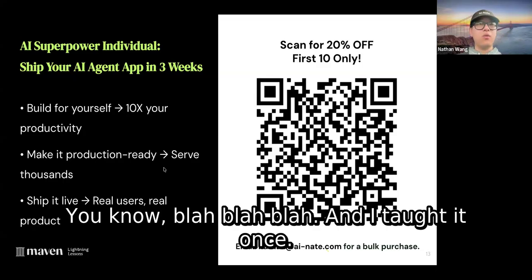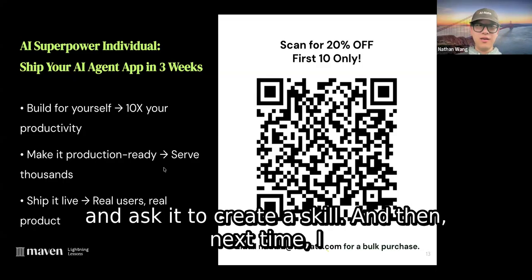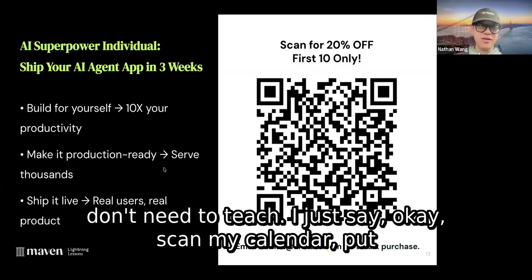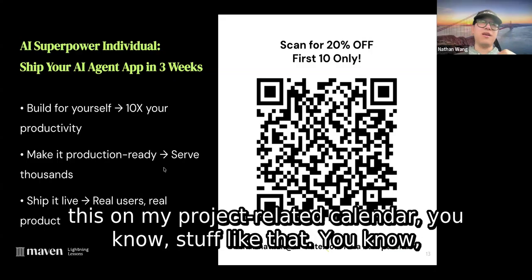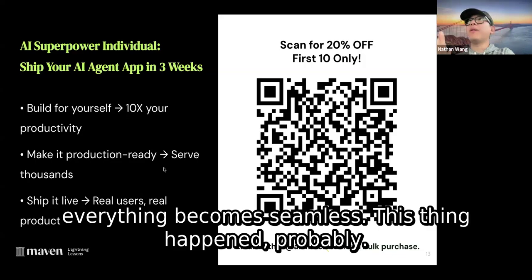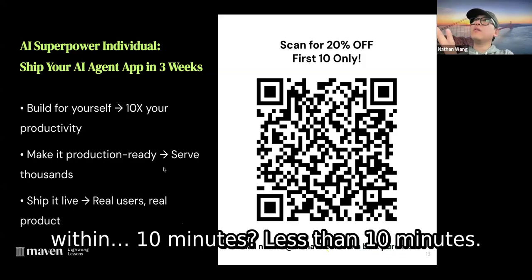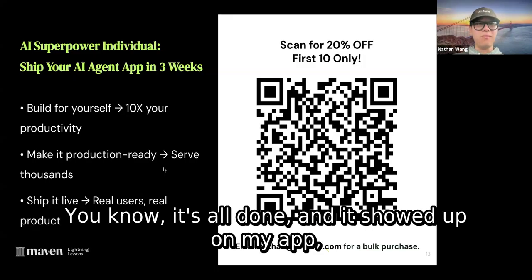I taught it once and asked it to create a skill. And then next time I don't need to teach it. I just say, okay, scan my calendar, put this on my project related calendar, stuff like that. Everything becomes seamless. And this happened in probably less than 10 minutes. It's all done, and it showed up on my app.